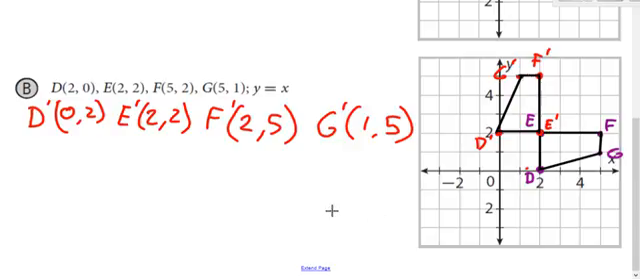So now that we've drawn it in there, you can see that it looks like the same shape. It is just reflected. Specifically, it's reflected over y equals x, which is this line right here. So when you have the line of reflection drawn in, you can see where you would fold it. Matches up perfectly. Makes sense.